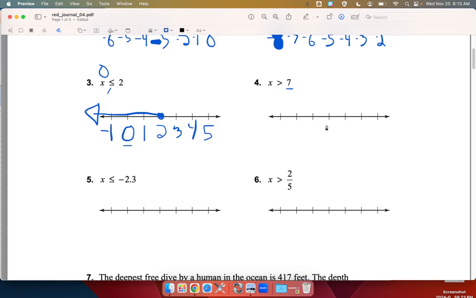So when it's x greater than 7, 7 goes in the middle or about the middle. The numbers below must be getting warmer to the right. So 7, 8, 9, 10.